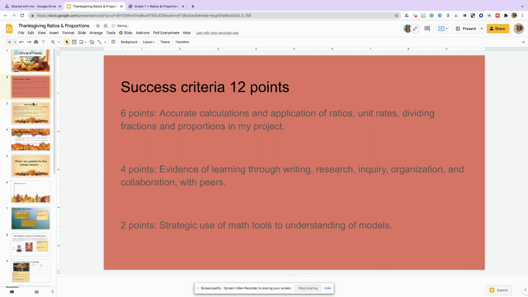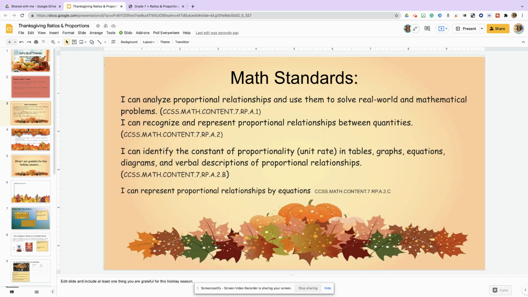Let's get started. Your students are going to copy this Google slide deck and they will be able to identify the success criteria for this particular presentation. I've included the math standards. So if you're a sixth grade teacher, you might want to scale this project down a bit. And likewise, if you're eighth grade, bring it up a notch.